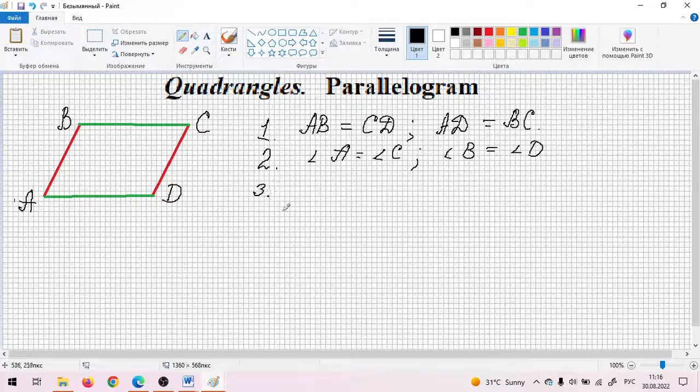And the third: the diagonals of a parallelogram are bisected by the point of intersection. So let me draw the diagonals. It's the point of intersection, and AO and OC are equal, BO and OD are equal. That's all.